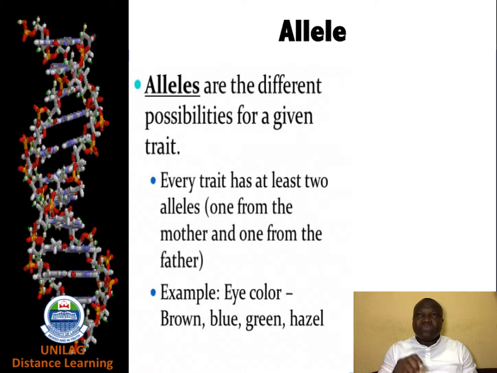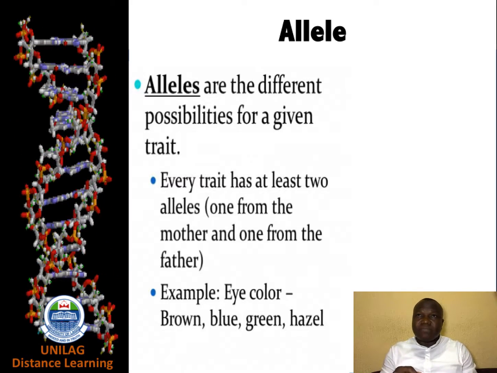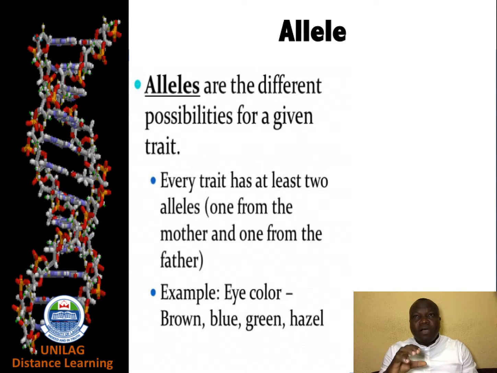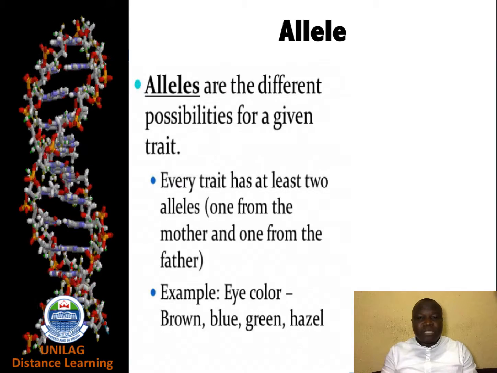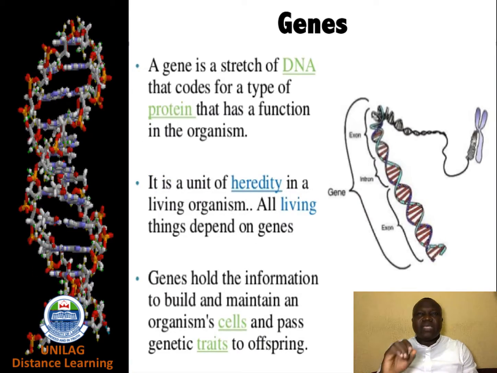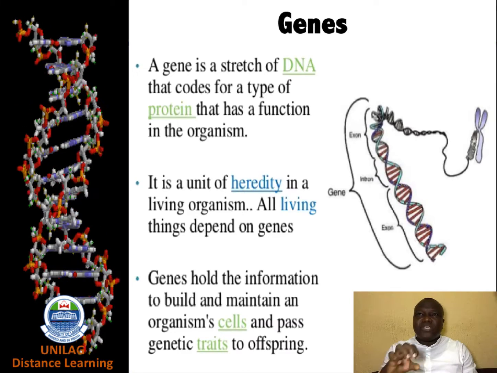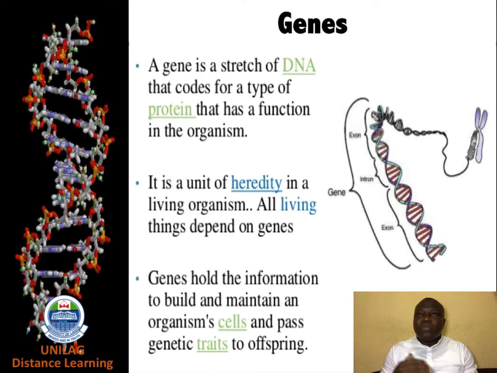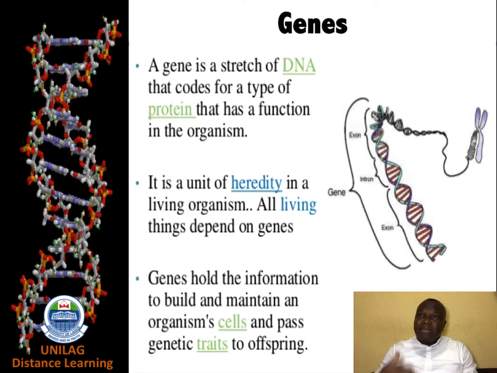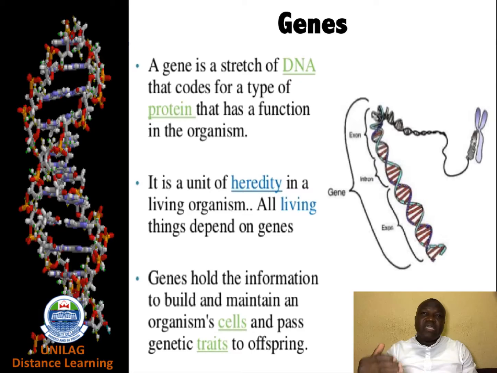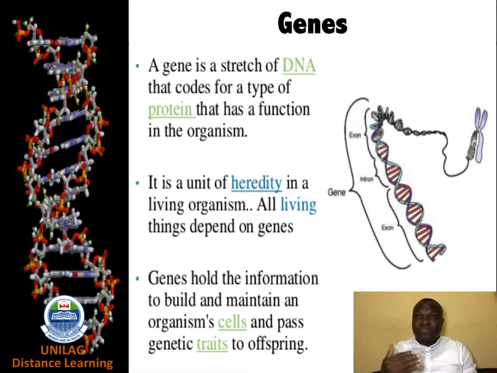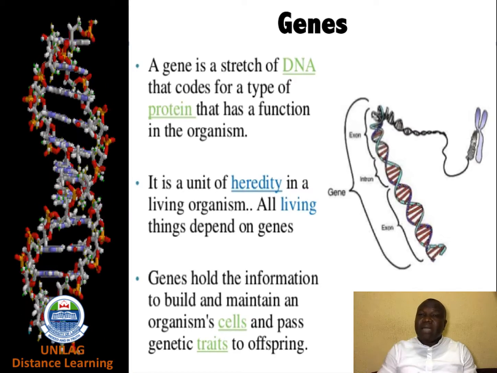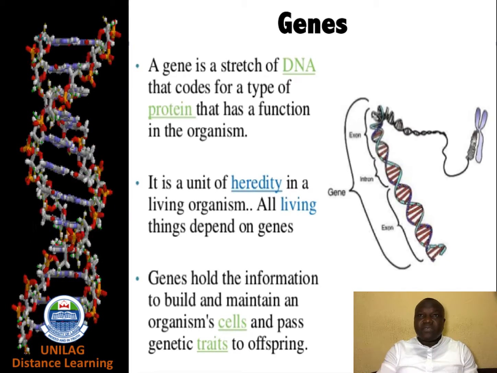An allele is an alternative form of a gene that is located at a specific position on a specific chromosome. Organisms have 2 alleles for each trait. Now, a gene, however, is the basic unit of heredity in a living organism. Genes hold information to build and maintain cells and pass genetic traits to offspring. Genes, however, are sections or segments of DNA that are carried on the chromosomes, and they determine specific human characteristics.